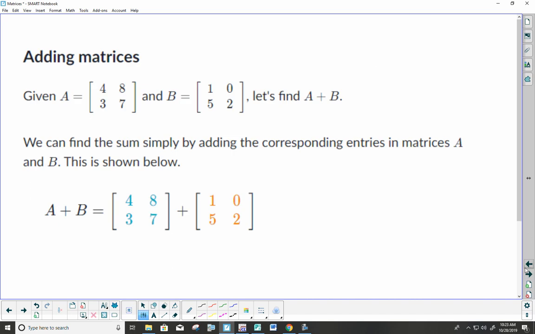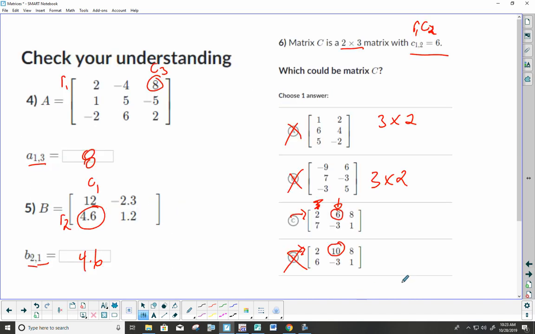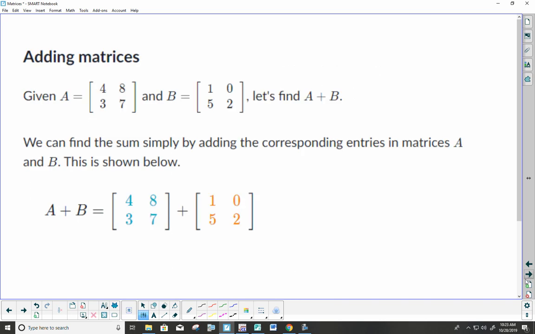Adding matrices. It's not a whole lot simpler than adding matrices. All you have to do is add the individual elements together. So add 4 and 1. So you're going to get a new matrix. 4 plus 1 is 5. 8 plus 0 is 8. Sorry about that. 3 plus 5 is 8. 7 plus 2 is 9. That's your answer. You're just adding the individual elements together.